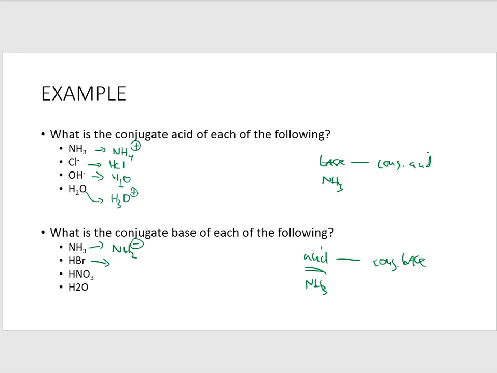HBr, it removes a proton. So we have Br, and it's lost a proton. It was neutral. It lost a positive charge. So therefore, this also becomes negative. HNO3, it loses a proton. That's the definition of the acid, to give me that conjugate base. Well, that leaves us with NO3. If we remove the hydrogen, we remove a positive charge. It was neutral, and now it goes negative.